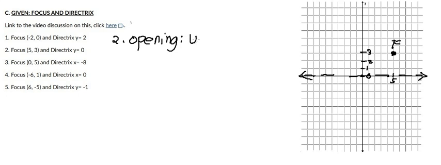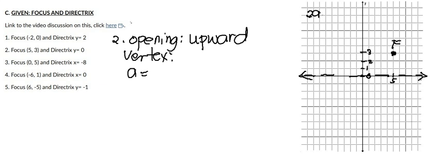So opening is upward. Then we are going to identify the vertex. And before that one, we need our a because without the a, we cannot identify the vertex. So again, the distance from the focus to the directrix is 2a. So counting off the number of units, we are going to simply count.